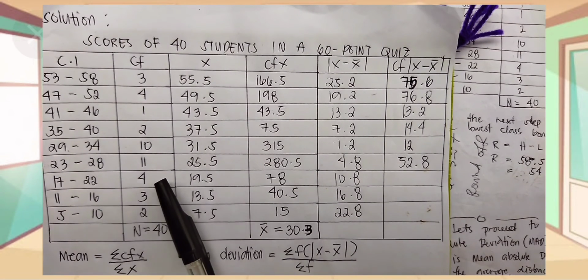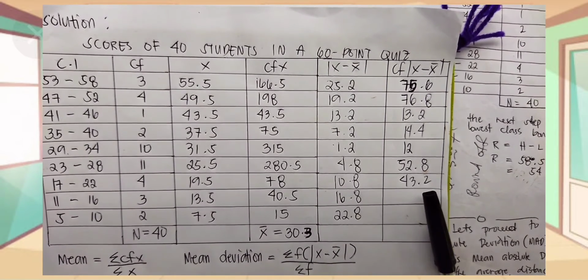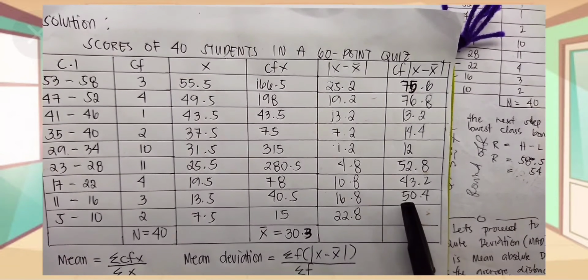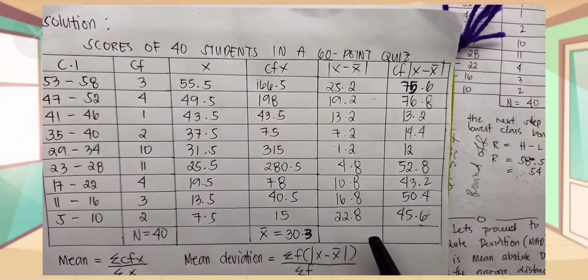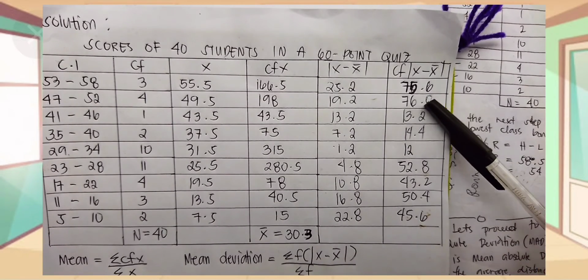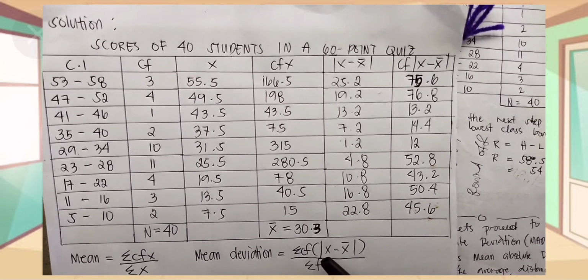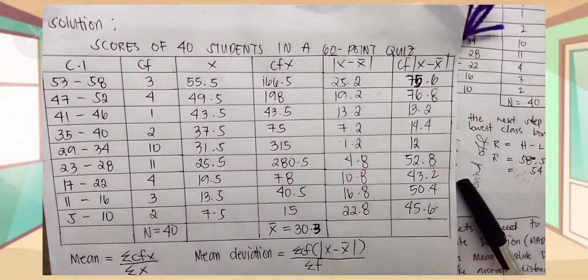Then 4 times 10.8 is equal to 43.2. Then 3 times 16.8 is equal to 50.4. Then lastly, 2 times 22.8 is equal to 45.6. So the next thing to do is to add all the values of this column to give us the summation of f into x minus x bar. So let's sum up, or let's add. So we have 384.